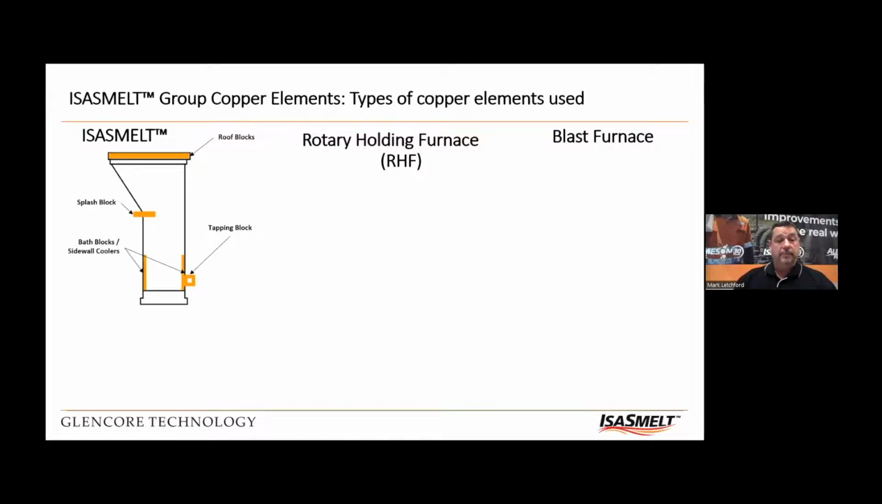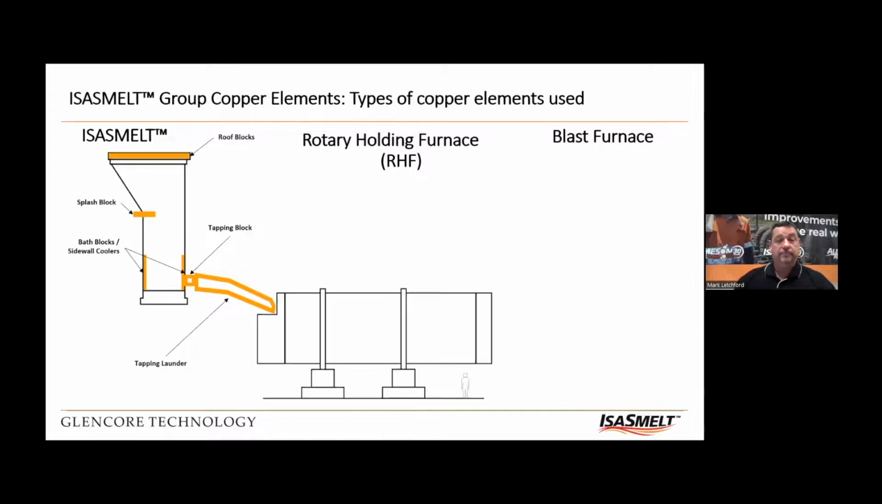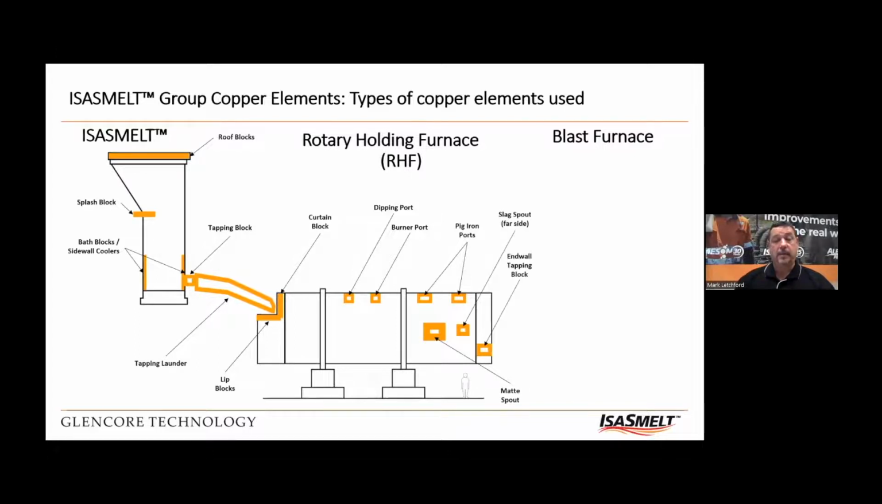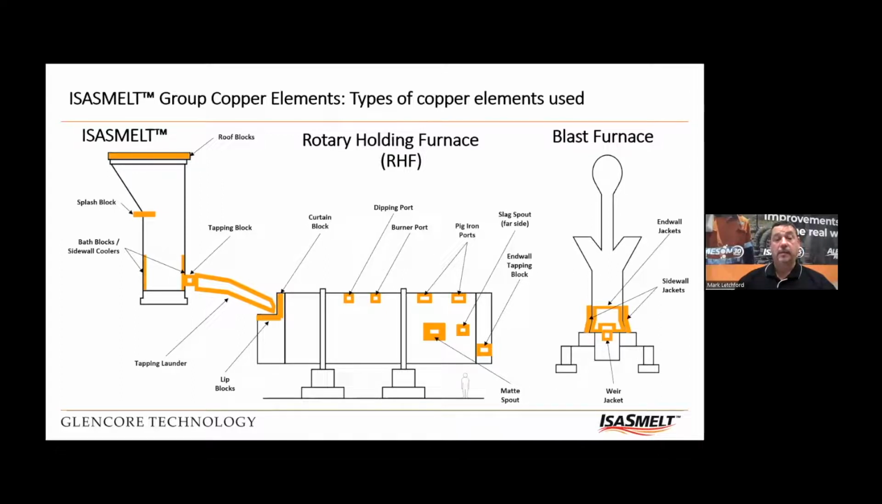Tapping blocks, tapping launders. In the RHF, there are lip blocks, curtain blocks, dipping ports, burner ports, pig iron ports, and in some matte spouts, slag spouts, and in some cases end wall tapping blocks. And in the blast furnace, elements have been deployed as sidewall jackets, end wall jackets, and weir jackets.